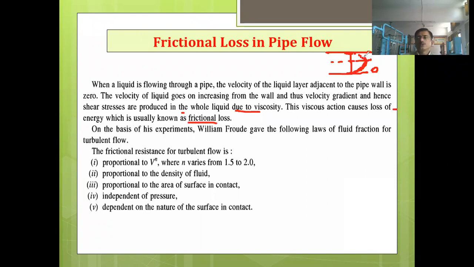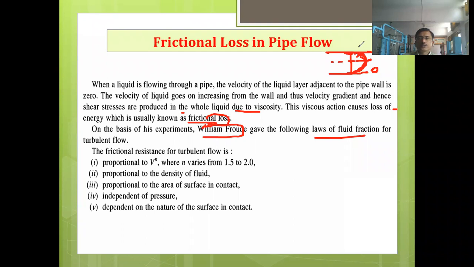मग हा जो विस्कोसिटी मुळे होणारा लॉस आहे, त्याच्यामध्ये शिअर स्ट्रेस जनरेट होतो आणि हेड लॉस होतो, त्या लॉसलाच काय म्हटलं जातं, हेड लॉस ड्यू टू फ्रिक्शन or frictional loss असं आपण त्याला म्हणतो. On the basis of his experiments, William Froude has given some laws which are called as laws of the fluid friction for the turbulent flow.